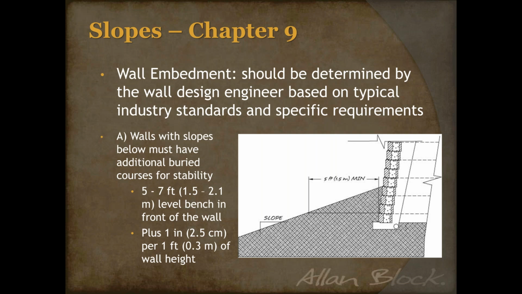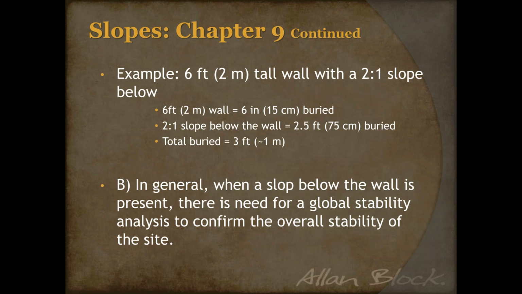This allows you to get that extra embedment, and the failure or bearing capacity of the soil is now fully underneath that wall. Less chance for undermining. Now, once you've got your 5 foot level bench, then you start with the standard convention, adding that 1 inch per foot of wall height, as we say right here on the left. So, for example, if you have a 6 foot or 2 meter tall wall with a 2-to-1 slope below the wall, you're going to have about 6 inches buried.